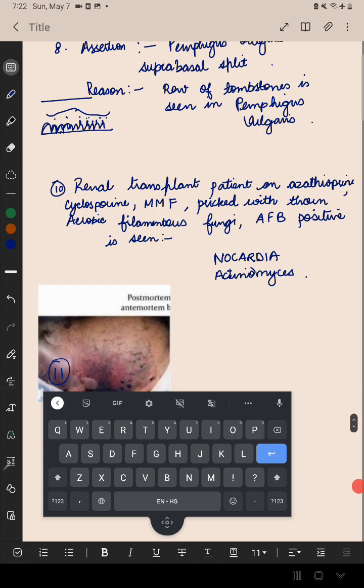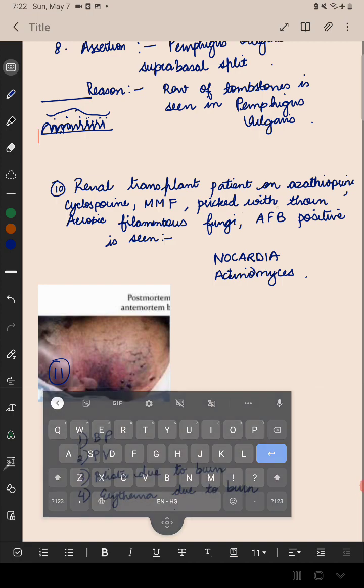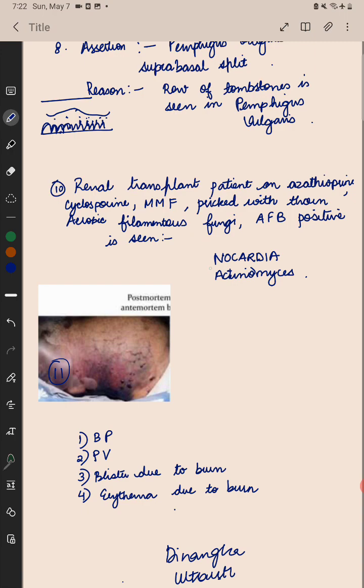Now, renal transplant patient on azathioprine, cyclosporin, mycophenolate mofetil, pricked with a thorn, aerobic filamentous fungi, AFB positive. They could not have given any more hints. Some of you were saying that all the other options other than Nocardia were bacterial, and they had asked for filamentous fungi. So some of you have answered it by that clue, but the rest of you were saying that even Actinomyces was in the options, and aerobic and AFB were the clue for Nocardia.